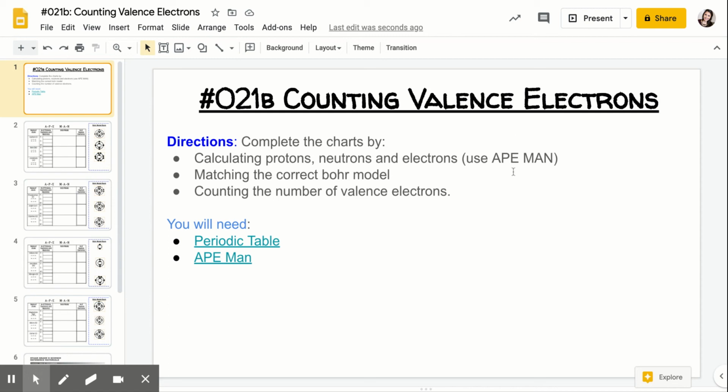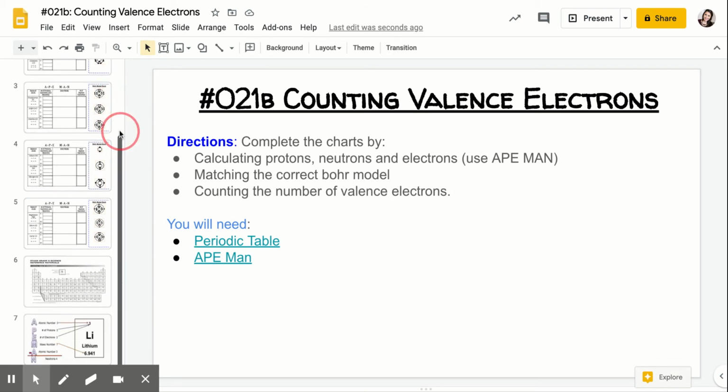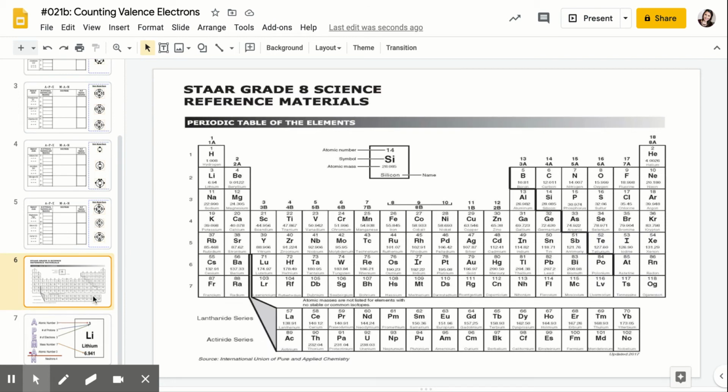Hey guys, for this assignment, we're going to complete a few charts. I broke down an assignment so that it was more manageable. We're going to be calculating protons, neutrons, electrons. We're going to match the Bohr model, and then we're going to count valence electrons, which is what we learned today. You have a periodic table and the APMAN anchor chart there. If you click on it, it'll link you. But also, if you go to the end of this assignment, I have them there as well to help you.